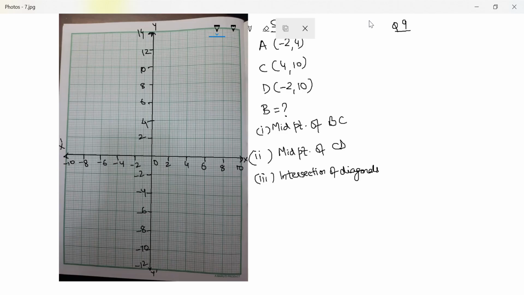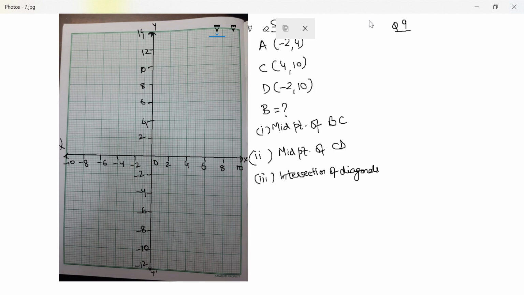Hi guys, let's look at the next question. The next question is question number 9. It says, given three coordinates of the vertices of a square, we need to find the fourth vertex B. And then there are certain subparts. So let's plot them first.